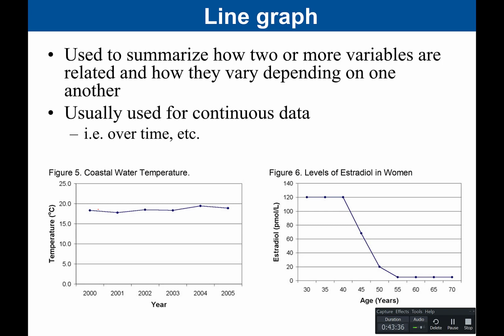And so what you can see is when they measured this, as the women get older, their estradiol level drops. And again, that's because it drops during menopause. And so then it stabilizes. And so this is an example of a line graph. We're measuring something consistently over time.